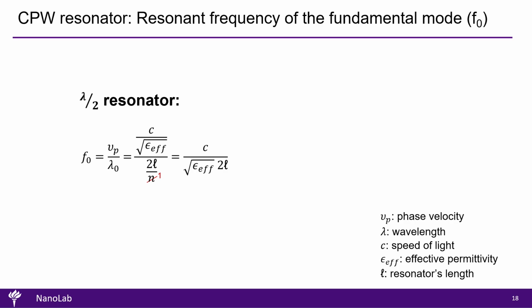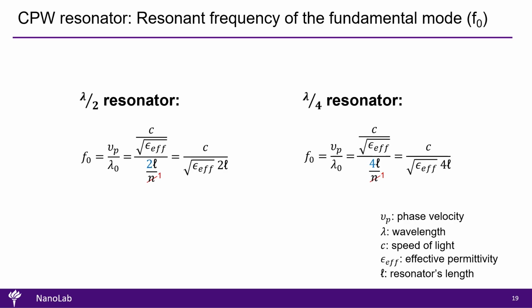A similar analysis applies to quarter wavelength resonators. These equations show that the resonant frequency scales inversely with the resonator length. Shorter resonators resonate at higher frequencies and highlight the influence of the substrate and geometry through the effective permittivity.